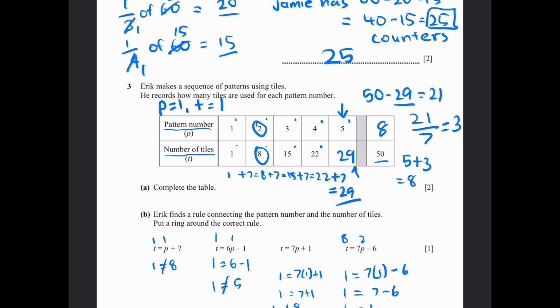8 equals 7 into 2 minus 6. 8 equals 14 minus 6. 8 equals 8. You can try it for the others if you want, but it's easier if you leave it here because these two are true. So we can put a ring around this. This is the correct rule.